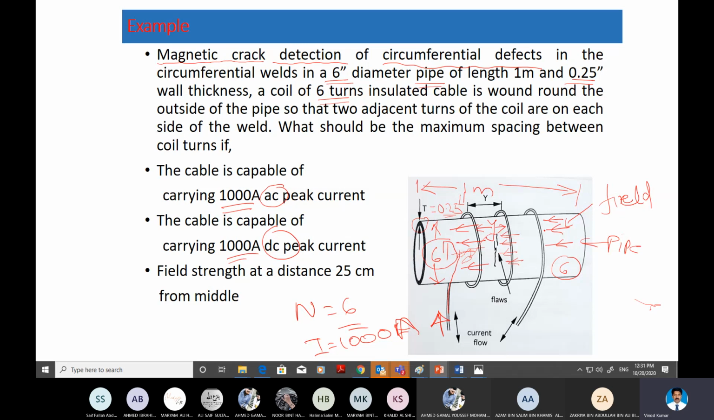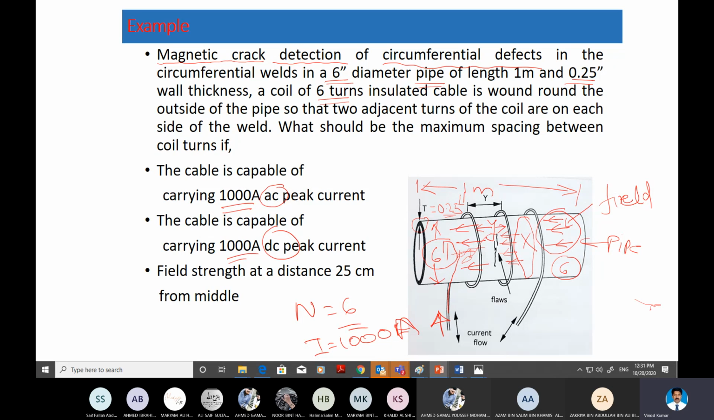Never think that this coil can produce a magnetic field like this, circular. No, it cannot produce circular. That is not possible. It can produce only axial. Only axial is possible. So this axial field can detect any transverse crack, any crack in this direction. Why? Because the direction of field and direction of crack are perpendicular. That's why we can detect it. I think the question is clear.